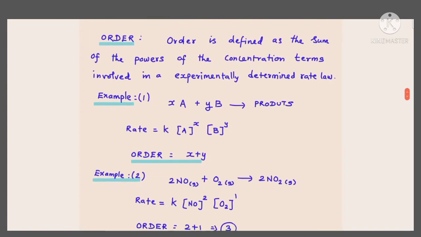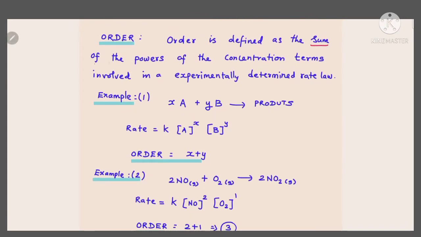The next one is order. Order is defined as the sum of powers of concentration terms in an experimentally determined rate law. That is, in an experimentally determined rate law equation, if you add the powers of the concentration terms, what you get is what we call order. So, the sum of powers of concentration terms involved in an experimentally determined rate law equation.